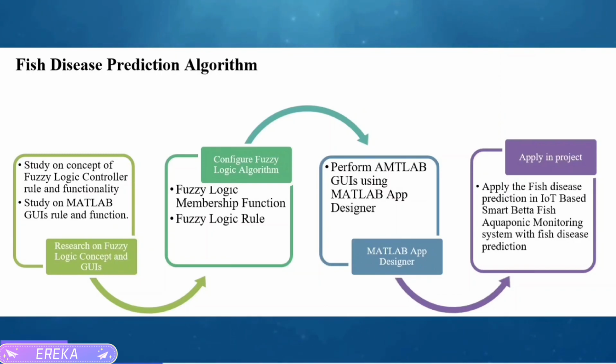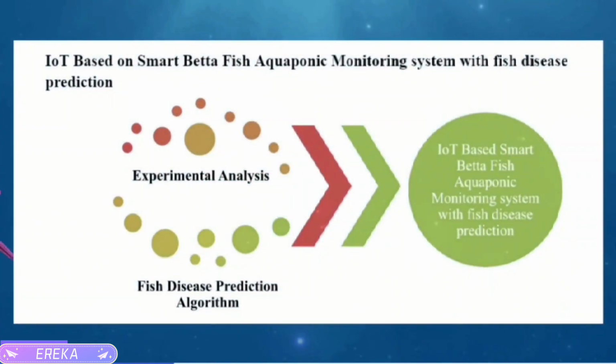In contrast, work is done in the second half to create an algorithm that uses a MATLAB graphical user interface based fuzzy logic controller to predict the fish disease using water quality parameters. The two sections then come together to provide an IoT-based smart aquaponic monitoring system with a fish disease prediction.